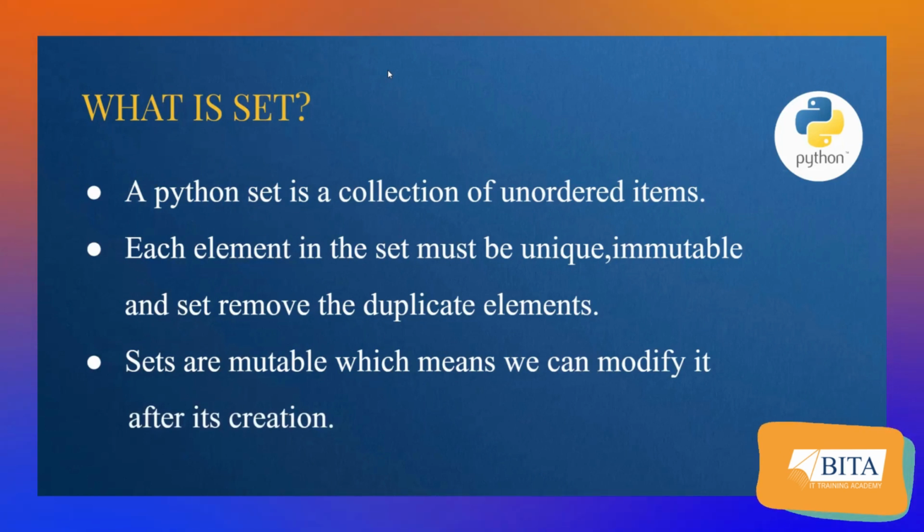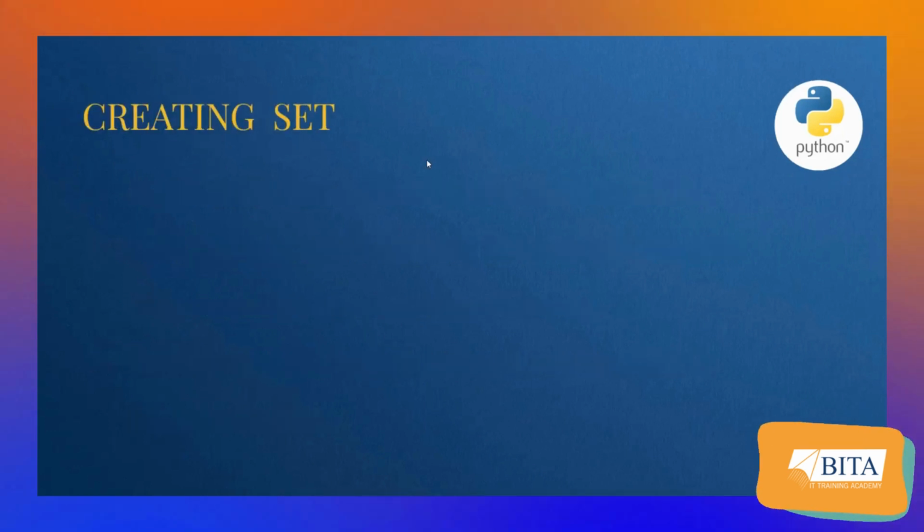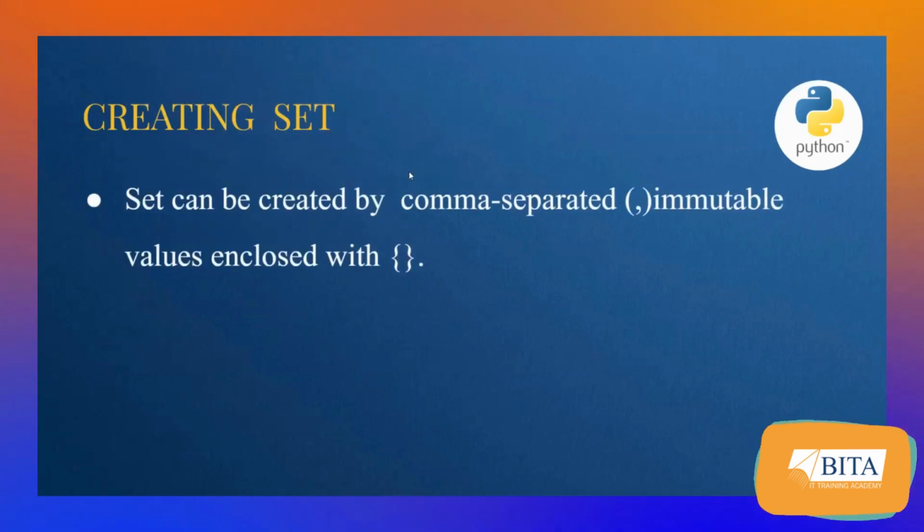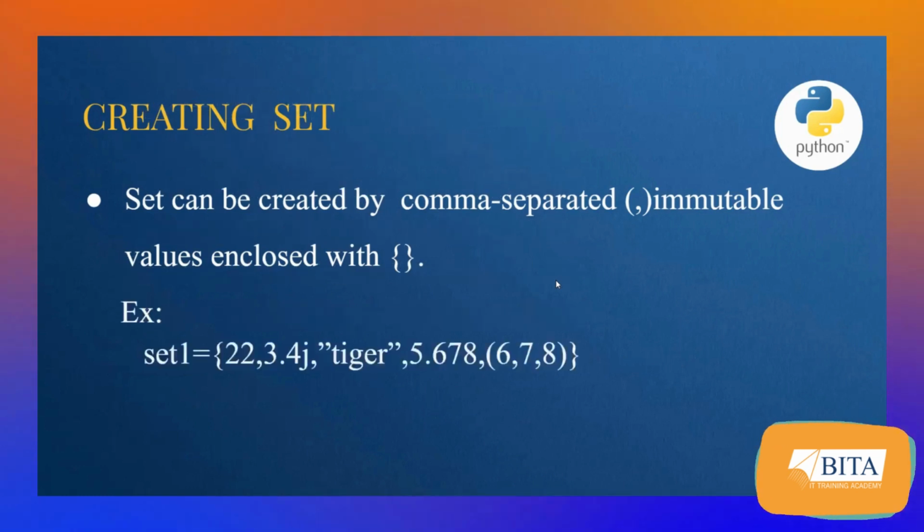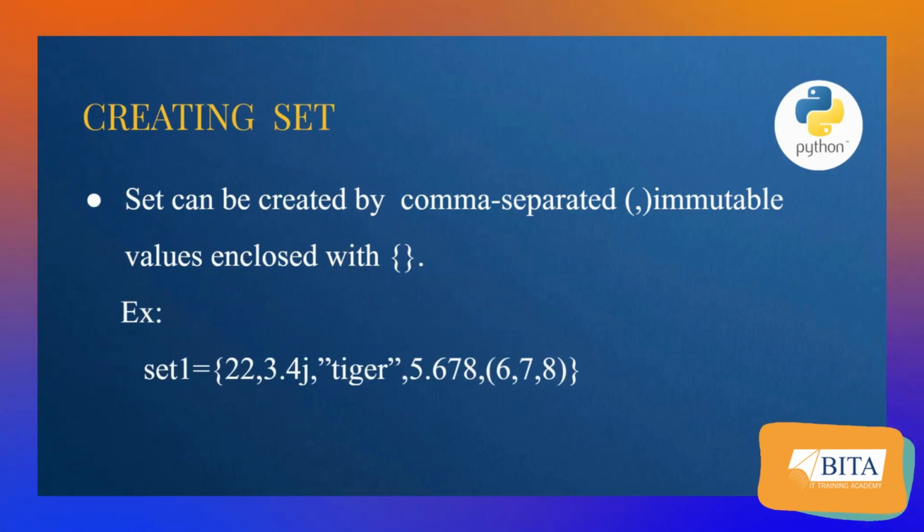For example, we will create a set. How can we create a set? Creation of a set: a set can be created by using curly brackets, and we can separate the set elements by using the comma separator. We can store different types of input, integer, float, complex, or whatever input, with the comma separator.